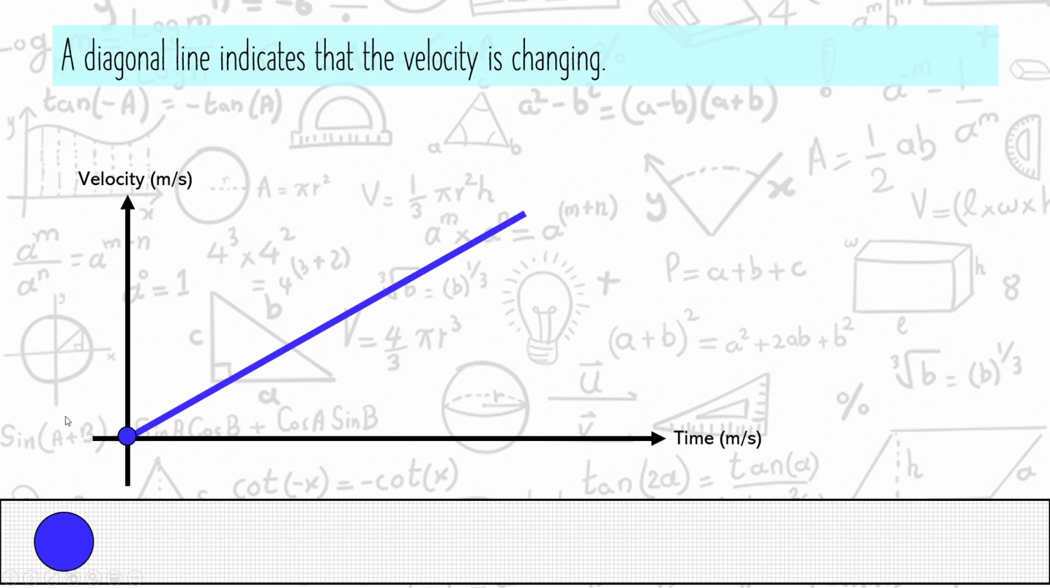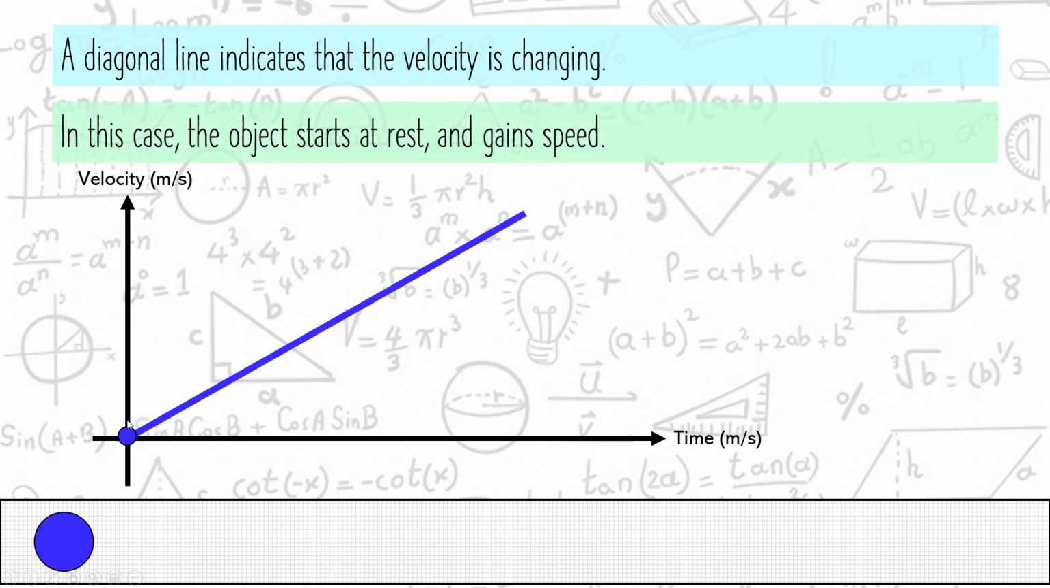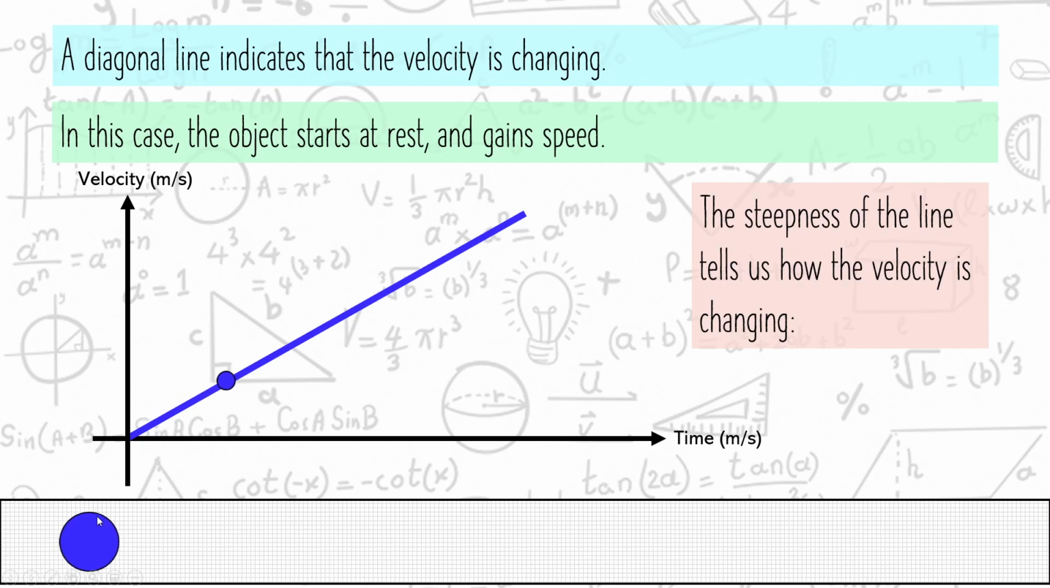Now, if you have a diagonal line on a velocity time graph, it indicates that the velocity is changing. In this case, we've got an object that starts at rest, the velocity is 0, and as time goes on, it gets faster and faster. You can see that moving right now. You can see the object picking up speed and accelerating off the screen.